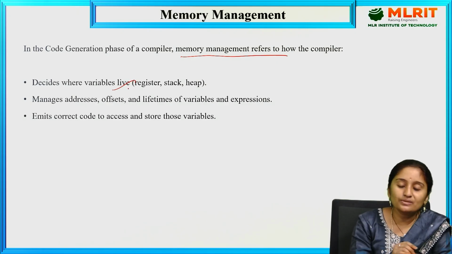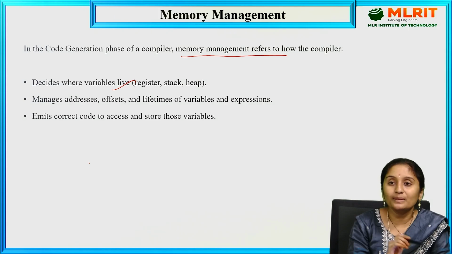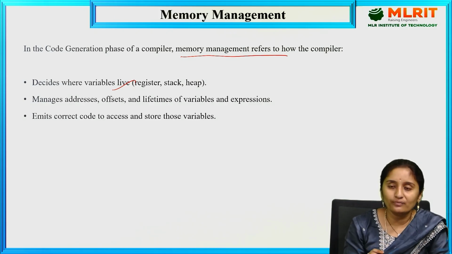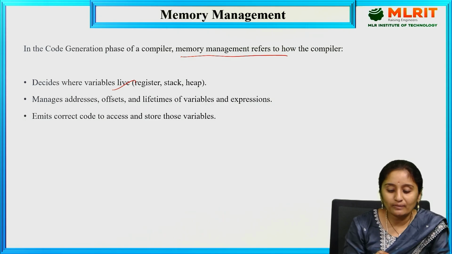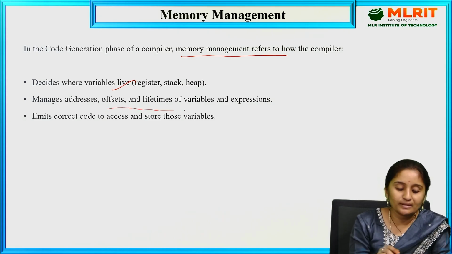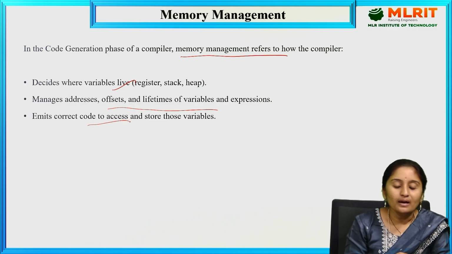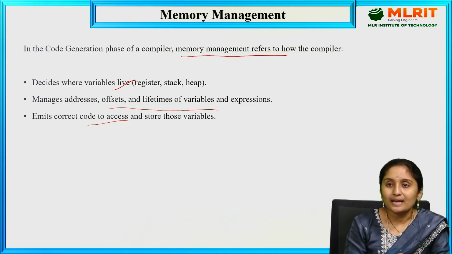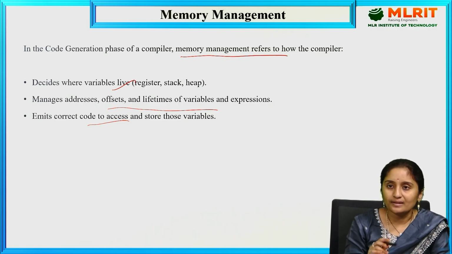All those things will be checked in the memory management. It also checks the addresses, whether it is in offset, whether it is static or local, nothing but the lifetime of that particular variable, whether it is a local variable or a global variable. All those things will be checked here, and it manages the addresses, and it also emits the correct code to access and to store those variables. All these things are done in the memory management, and this is done using the symbol table.